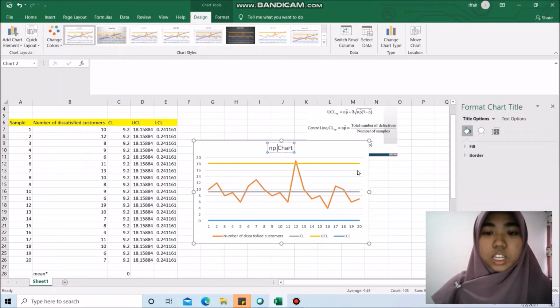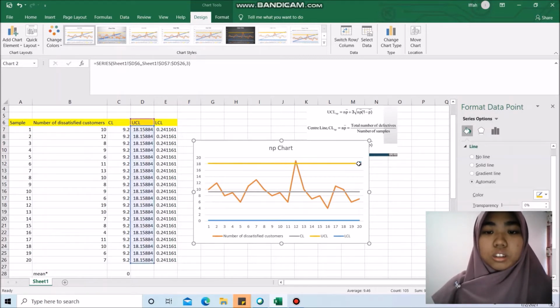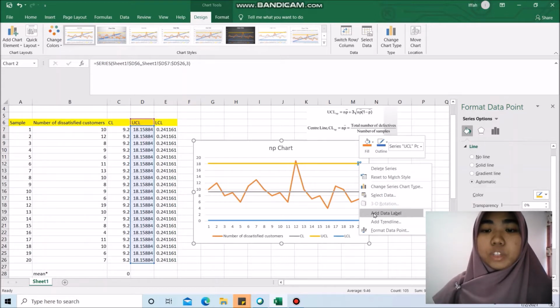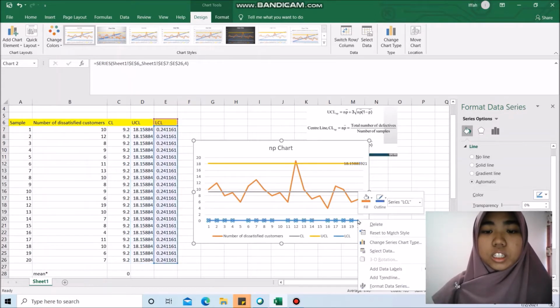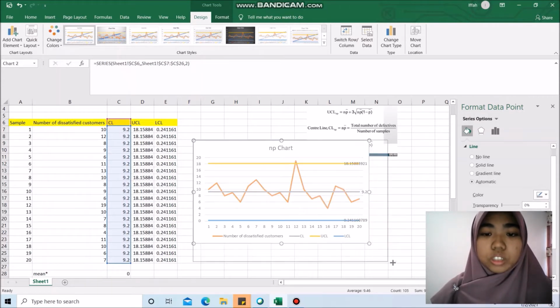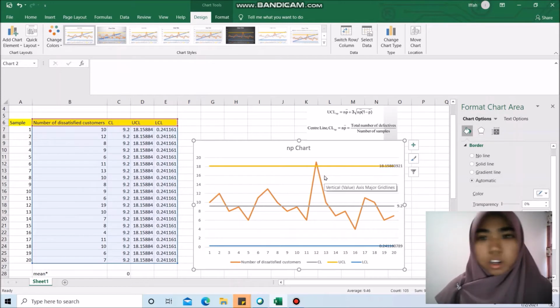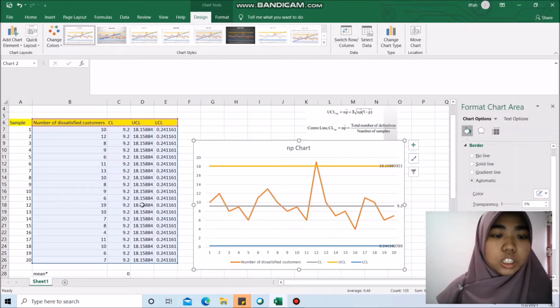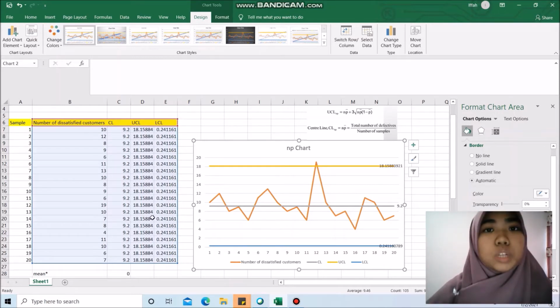After that, as we can see, the yellow line here is the upper control limit at the data level. This is the lower control limit, and this is the center line. As we can see in the control chart right now, there's a point that is out of the limit, which is sample 12. Our upper control limit is 18.15884, right? But the number of dissatisfied customers is 19. So that means our process is out of control because there is one point that is out of control.